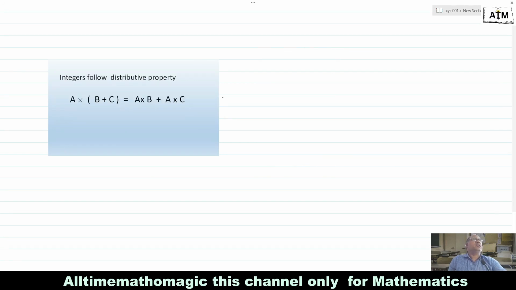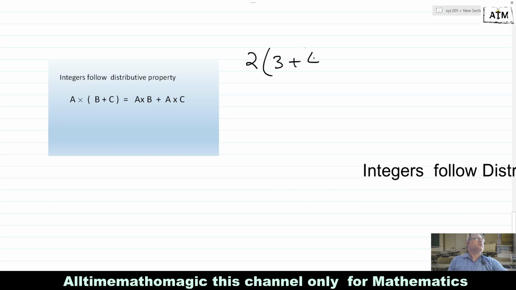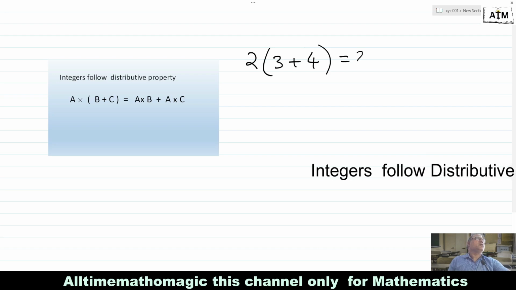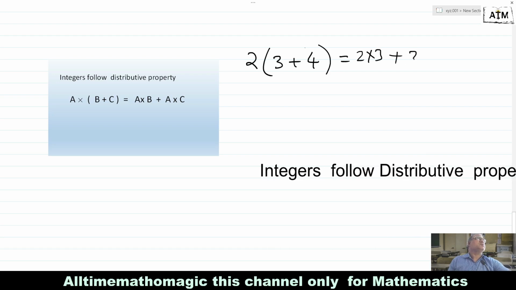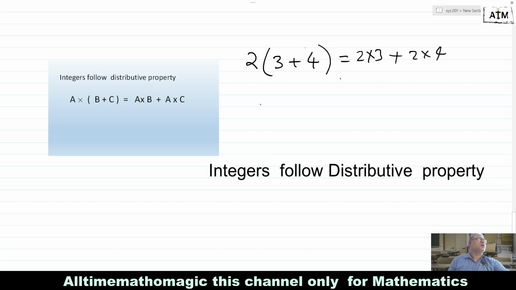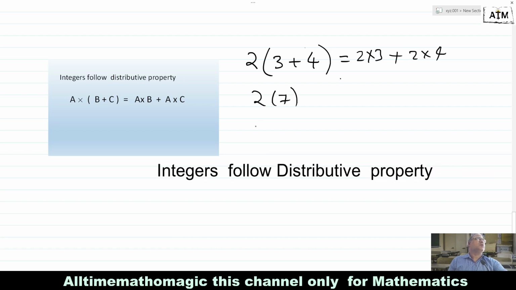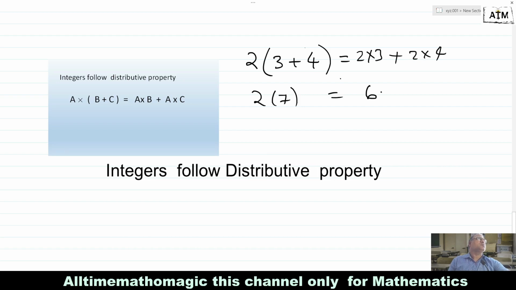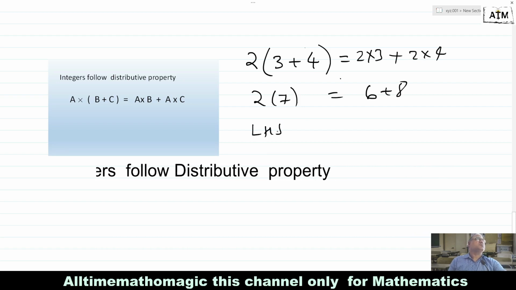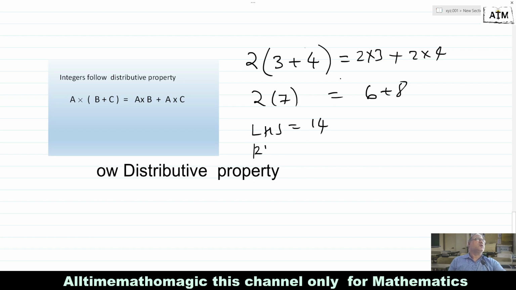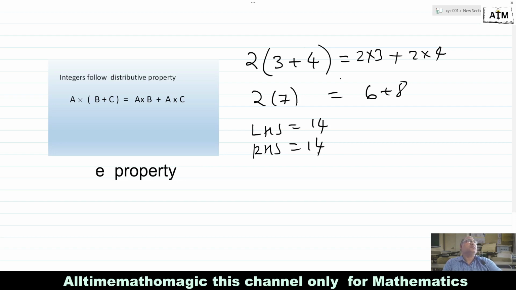Distributive property is also valid in the case of integers. That is, a into (b plus c) equals a into b plus a into c. For example, 2 into (3 plus 4). The result is 2 into 3 plus 2 into 4. LHS is how much? 2 into 7, and RHS, how much? 6 plus 8. So the answer of LHS equals 14 and the answer of RHS is also 14. Therefore, integers follow the distributive property.